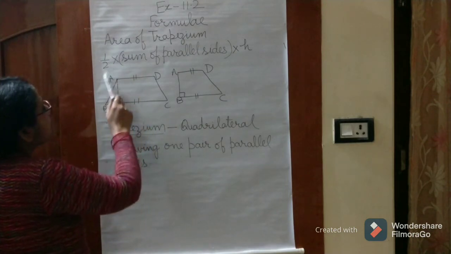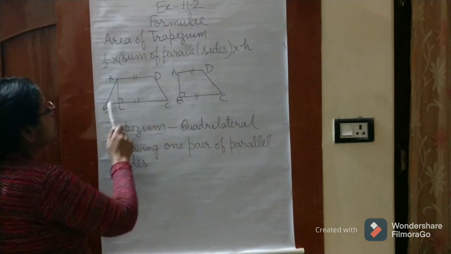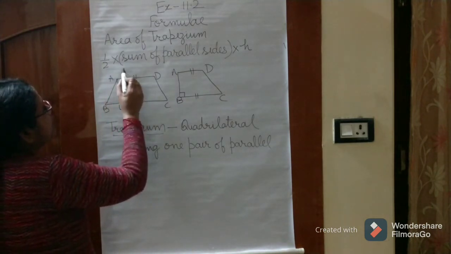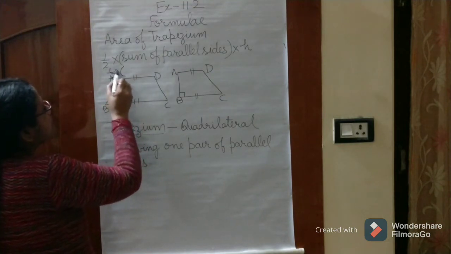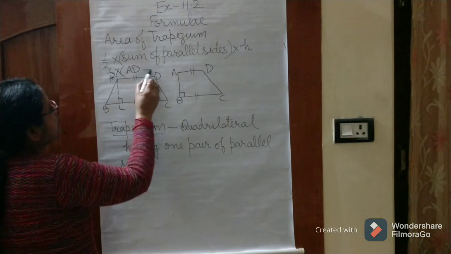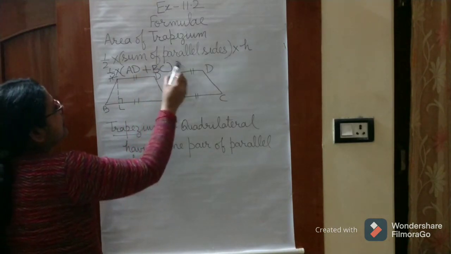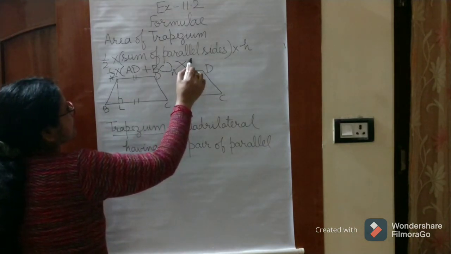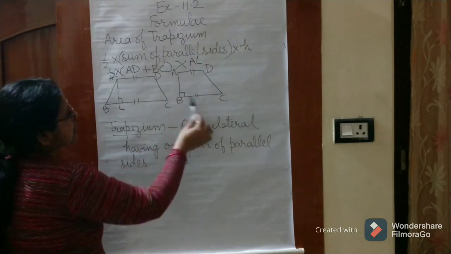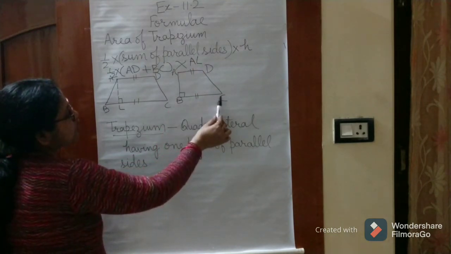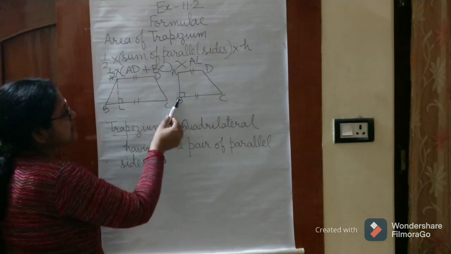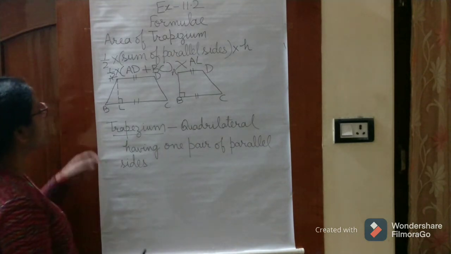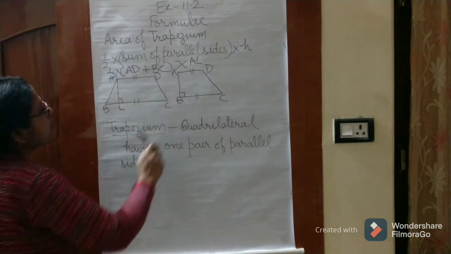So it can be written like 1 by 2 into (AD plus BC). According to this figure, it can be 1 by 2, and here in the bracket it can be written AD plus BC, and height, here the height is AL. And according to the second figure, AD and BC are the two parallel sides, but here AB will be used as height because it is making a 90-degree angle here. So the formula is 1 by 2 into sum of parallel sides into height.